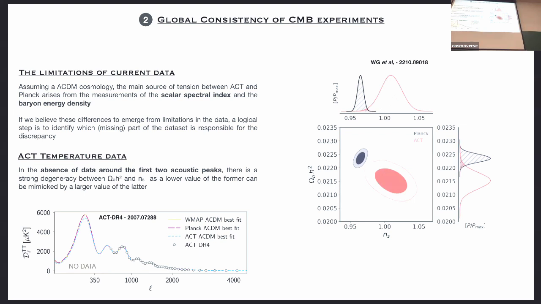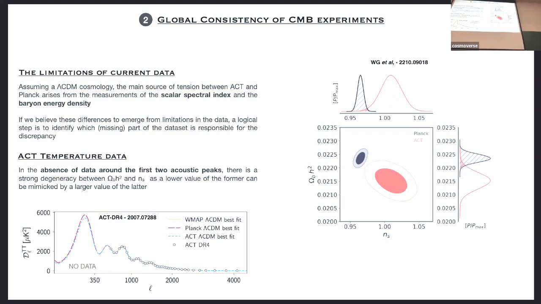One is that this difference is coming from missing data points around the first acoustic peaks in the TT spectrum, as measured by Giarè. And you know that in absence of data around the first acoustic peaks, there is a strong degeneracy between the spectral index and omega baryon, as a smaller value of omega baryon can be mimicked by a larger value of the spectral index. And this is the reason why ACT is typically combined with other similar experiments at larger scales, such as WMAP.